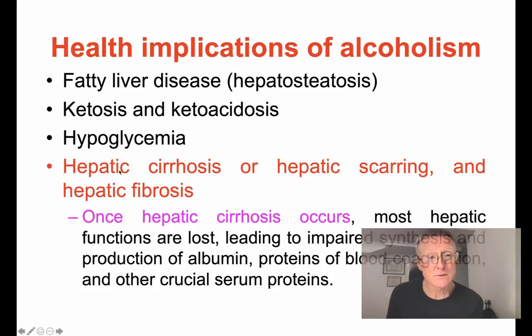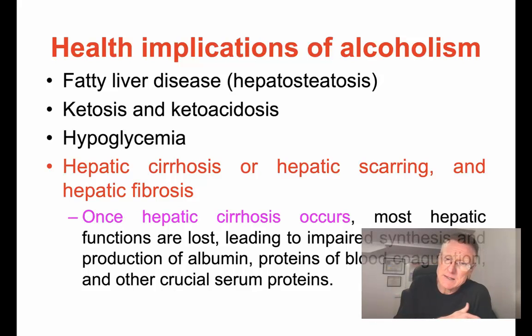Another major complication with alcoholism is hepatic cirrhosis, or hepatic scarring, also leading to fibrosis. In other words, there is damage to the liver, and scar tissue takes place or replaces cells that died, and it becomes fibrotic. Once that occurs, it completely inhibits the ability of the liver to perform its functions. So once hepatic cirrhosis occurs, most hepatic functions are lost, leading to impaired synthesis and production of, for instance, albumin, which is a major protein in your blood that comes from the liver. The liver cannot produce that anymore, along with proteins of blood coagulation and other crucial serum proteins.